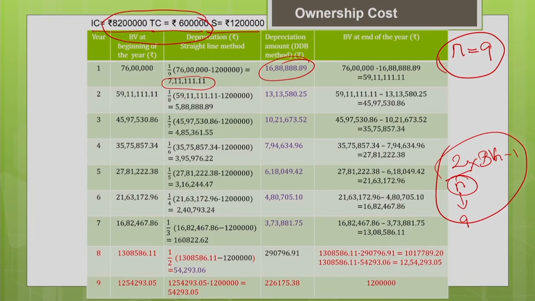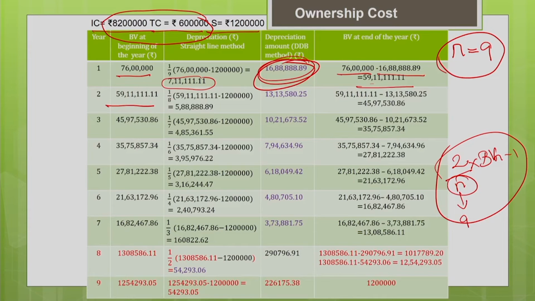Now, the end of year book value is nothing but the book value at the beginning of the year, 76 lakh, minus whichever depreciation is higher when you compare the straight line method and DDB. Obviously, the DDB method depreciation is higher, so you are going to use this for the book value estimation. So, your book value at the end of year is 59 lakh 11,111.11. This book value at the end of this year becomes the book value at the beginning of the next year. The same way, calculate the straight line depreciation.